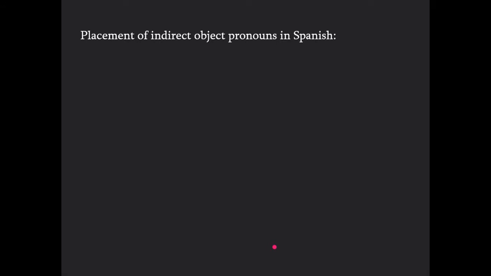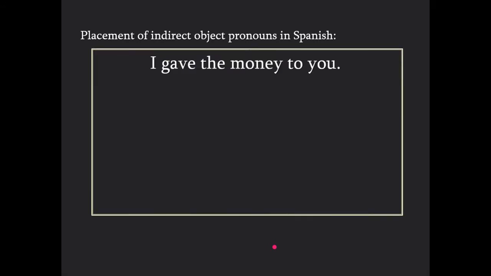So let's talk about where we place indirect object pronouns in English and in Spanish. We'll look at the example sentence, I gave the money to you. You'll notice that we have our verb first, and then our indirect object pronoun, to you, comes generally at the end of the sentence. Now we could reword this and say, I gave you the money. So once again, there are different ways to word the English sentence. In one case, you see the to when you hear it. In the other case, you don't. But you is the indirect object pronoun.